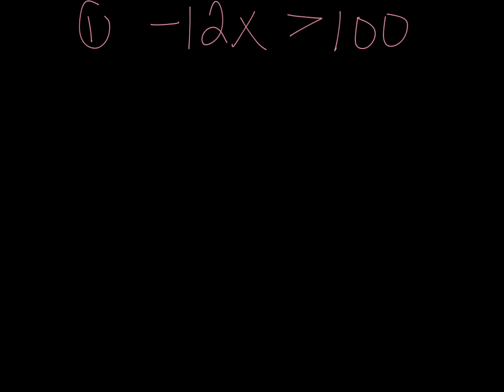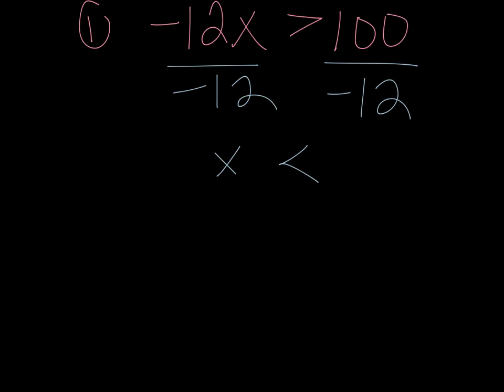Problem number 1 says negative 12x is greater than 100. So in order to solve, I'm going to divide both sides by negative 12. Now this is where that light bulb should have went off in your head. I am dividing by a negative, so my sign is going to flip. I bring down my x. A positive divided by a negative is a negative.